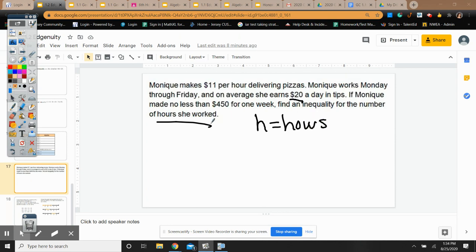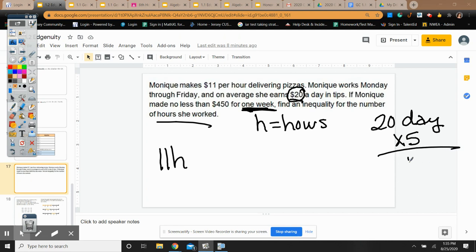Okay, so we're talking about how much money she makes. She makes $11 per hour. So that would be 11 times the H. How much more money does she make? She makes $20 a day in tips. So am I going to put plus 20 here? Not really, because we're talking about for a week. So it's $20 a day. She works Monday through Friday, so there's 5 days. So she's making $100 in tips. So 11H plus the $100 average in tips she gets.